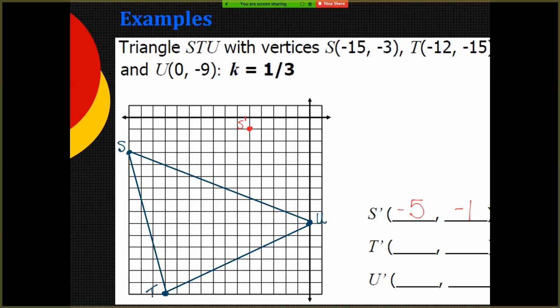For ordered pair T, I have -12, -15. I'm going to multiply that by 1/3. So when I multiply -12 times 1/3, I get -4, and -15 times 1/3, I get -5. So I'm going to the ordered pair -4, -5. And that's going to be T prime.